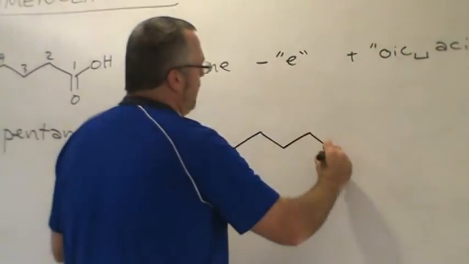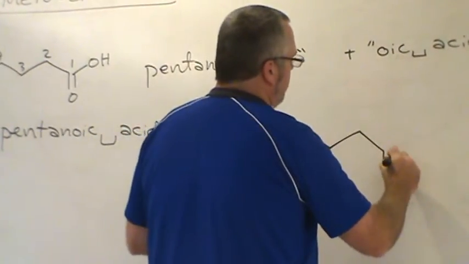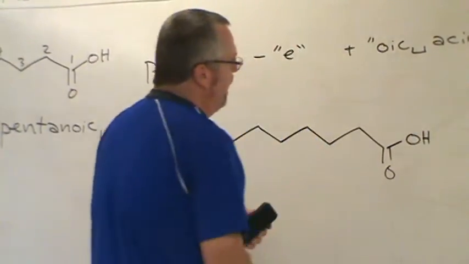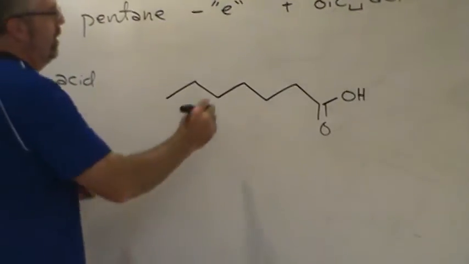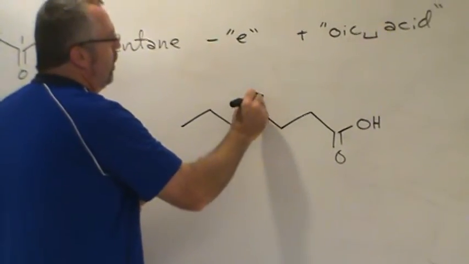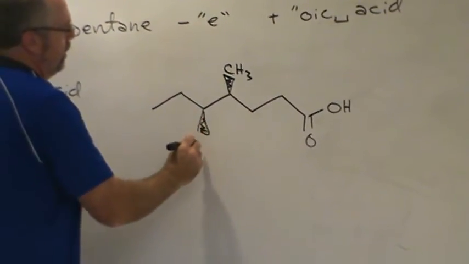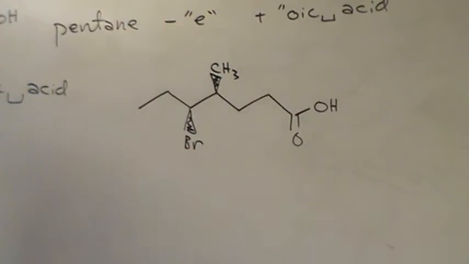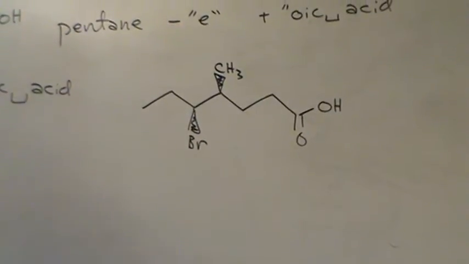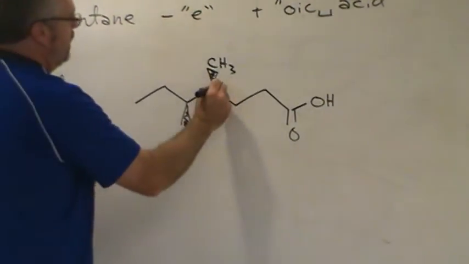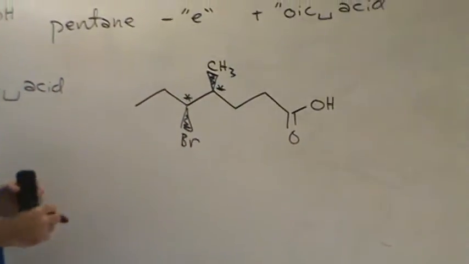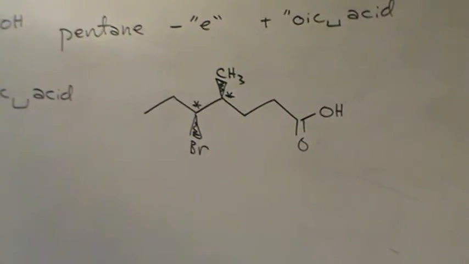So for example, you choose a longer chain now. There's my carboxylic acid. And I'm going to go ahead and put a methyl group right here, and I'll go ahead and put a bromine right there. Well, now I've got these two stereogenic centers, one here and one there. I need to determine the absolute configuration at each of those.